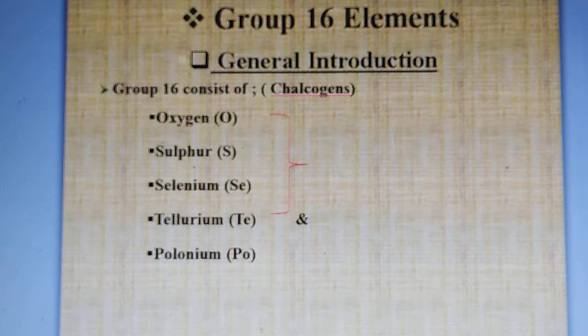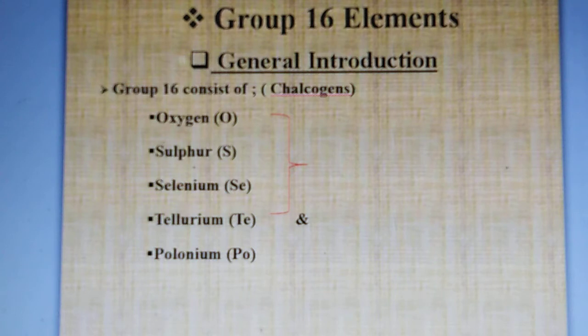Now, group 16 elements. Group 16 elements are called the chalcogens. These elements include oxygen, sulfur, selenium, tellurium and polonium. So, these are the elements which are present in group 16. May I repeat which are the elements? Oxygen, sulfur, selenium, tellurium and polonium.